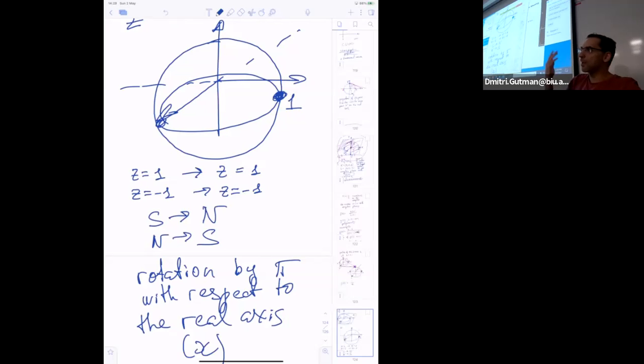So this is immediately obvious from the geometric interpretation, and such transformations are called conformal mappings. Conformal transformations do not change the angles. And such transformations correspond to a rotation of a Riemann sphere. So we considered a very particular transformation here: a rotation of the Riemann sphere by 180 degrees with respect to the x-axis.